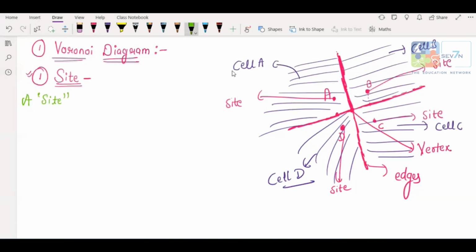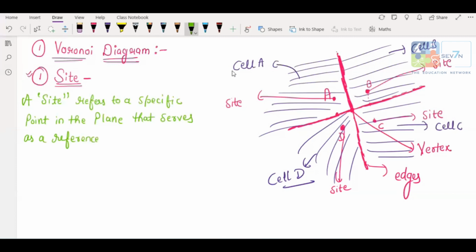A site refers to a specific point in the plane that serves as a reference or generator, or you can say seed, for the diagram partition.